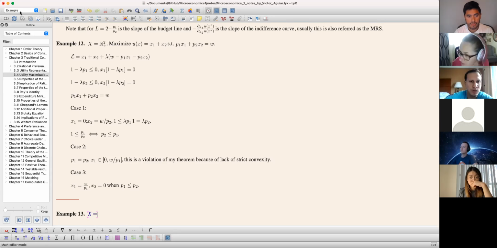Professor, could I ask you a question about the solution of this problem? Yes, go ahead. So when you state the different cases, especially when you assume that the quantity demanded of one of the two goods is equal to 0, does it necessarily follow that the first order condition of the other good holds with equality? No, it doesn't, right? Okay.